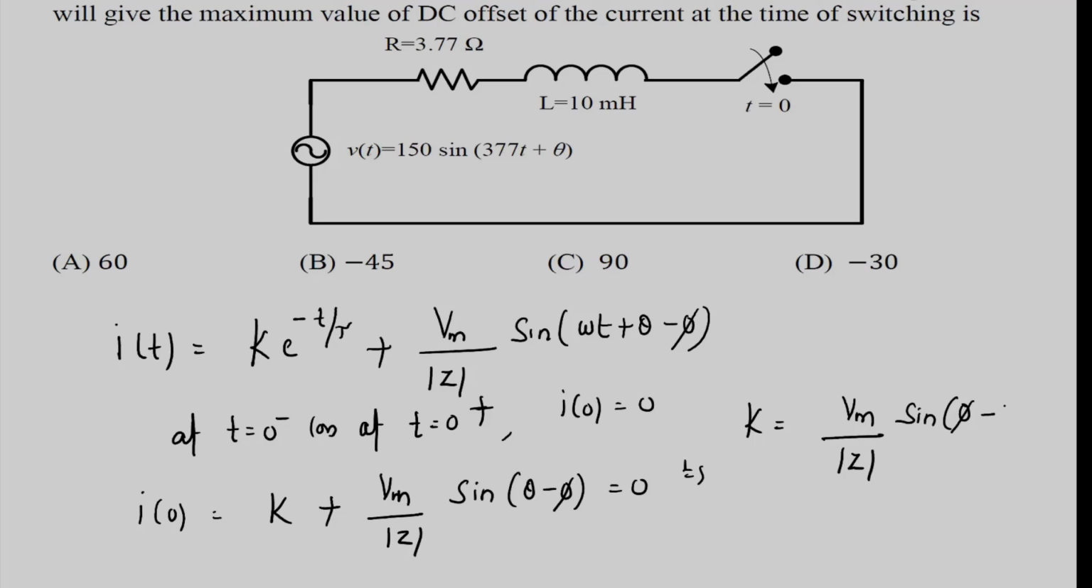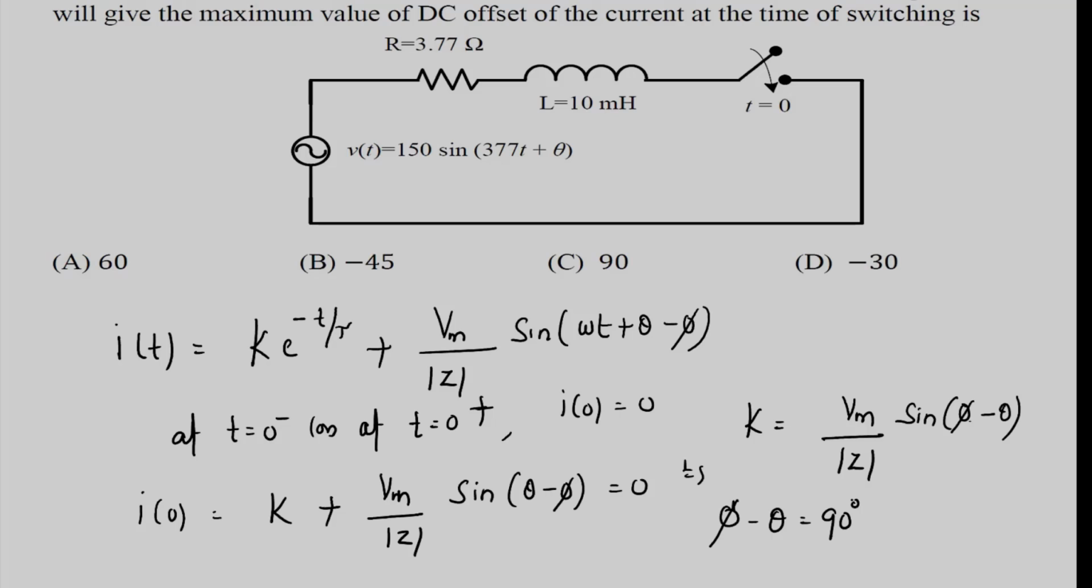Okay, so your DC offset current is maximum when the K value is maximum. So the K value is maximum when phi minus theta is 90 degrees. When phi minus theta is 90 degrees, this value is maximum. Okay, so for that you have to calculate the value of theta.